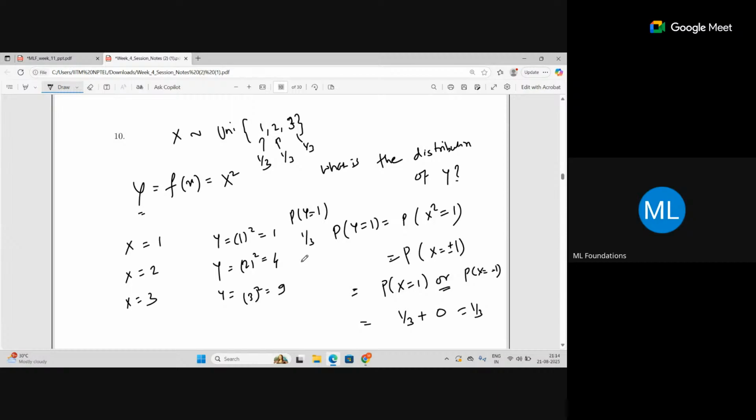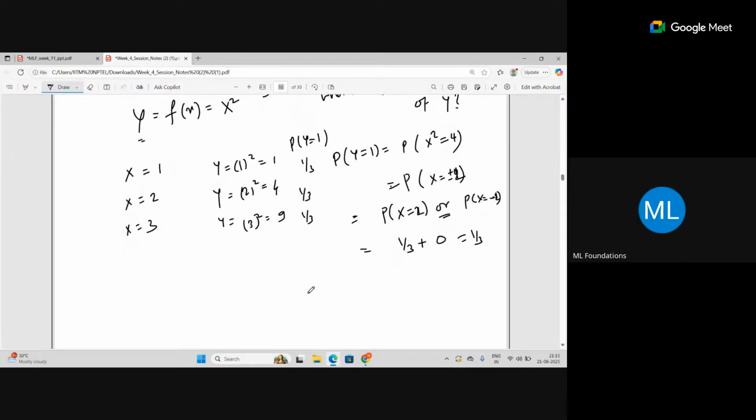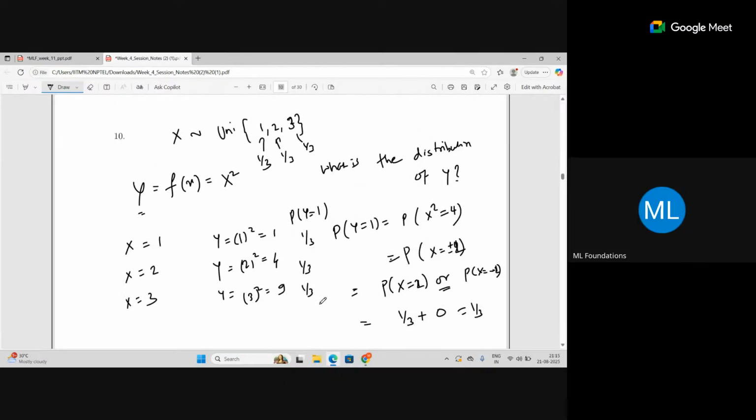Similarly, you can show that the probability of y equal to 4, if I do 4 here, it will be plus or minus 2, the probability that x equal to 2 and probability of x equal to minus 2. Then again you will get a similar distribution. So this is what we have done. This is a function of a random variable, right?